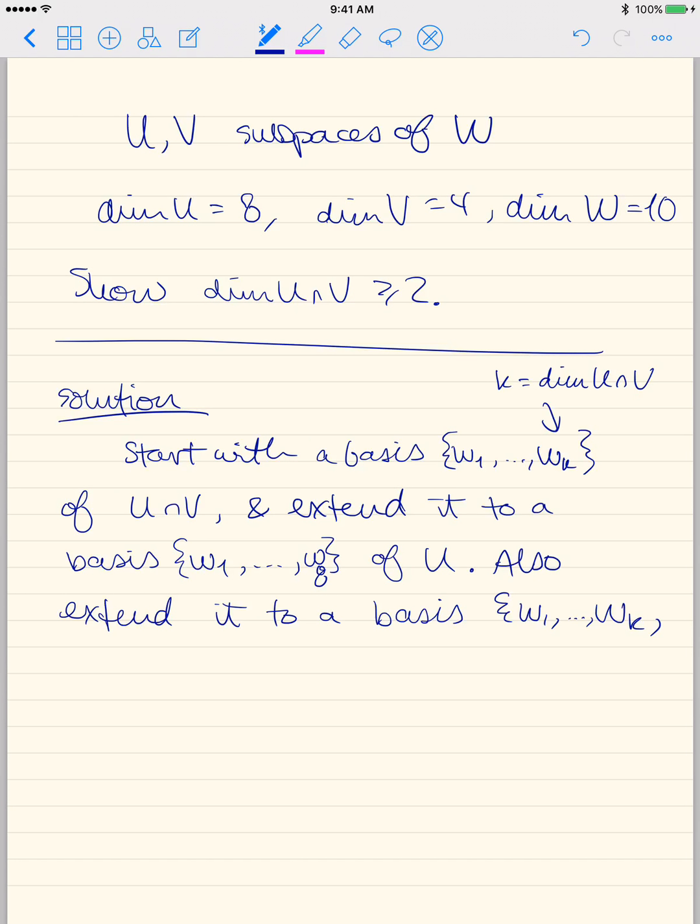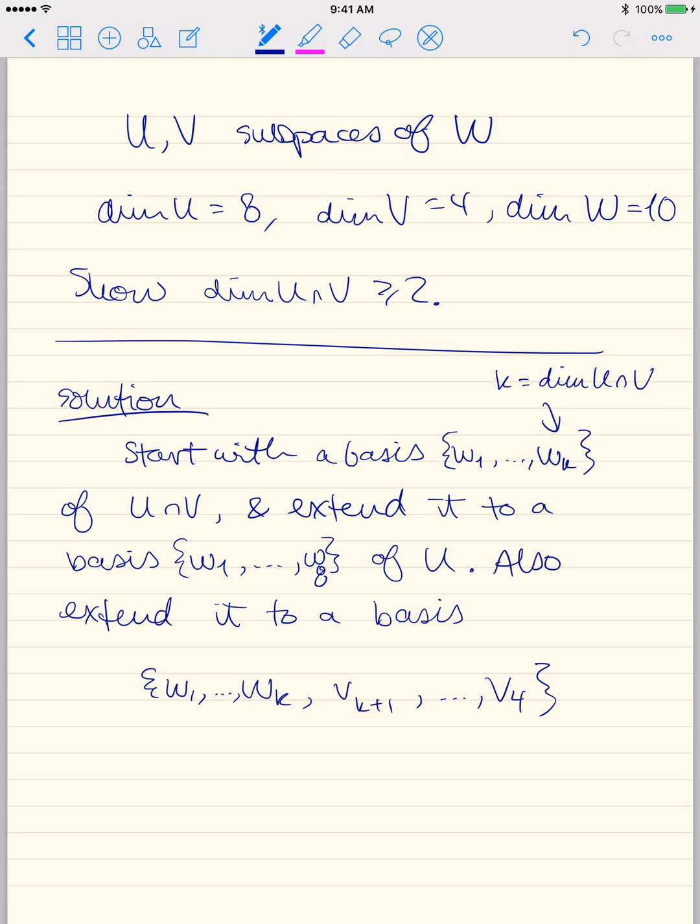Okay, and then we also want to extend it to a basis of V, similarly, because U and V are symmetric in this problem. Well, almost. They have different dimension, but whatever. And now I have to make up some slightly different notation because we've already used W1 up to W8. And there are only going to be 4 things here. So I sort of arbitrarily, when I wrote up this solution, decided to call them VK plus 1 up to V4. So that's maybe a little weird. I don't know. It's however you want to do it.